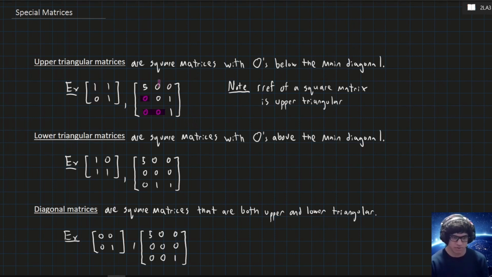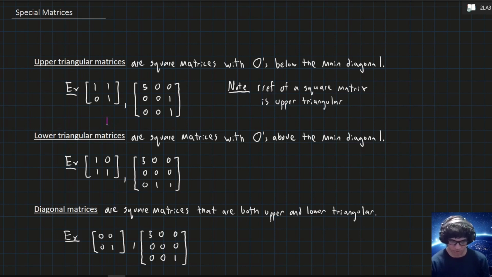Okay? So the other entries can be anything. The only requirement is that everything below the main diagonal is 0. We always create matrices like this when computing the reduced echelon form of a square matrix. We get an upper triangular matrix.